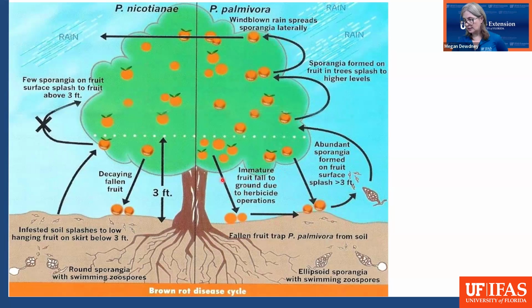So an easy rule of thumb is that if you've got brown rot above 3 feet, you've probably got problems with Phytophthora palmivora in terms of brown rot, whereas nicotiana cannot splash higher than 3 feet and is unable to make it into the rest of the canopy. So if you see it really restrained below approximately a 3 foot level, then you're looking at Phytophthora nicotiana.